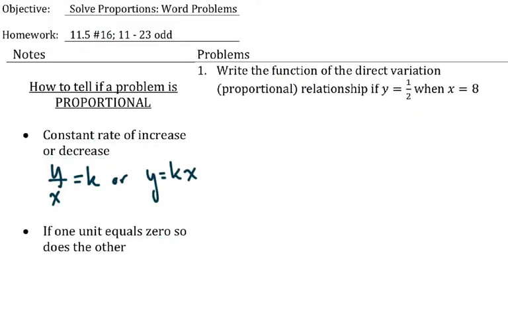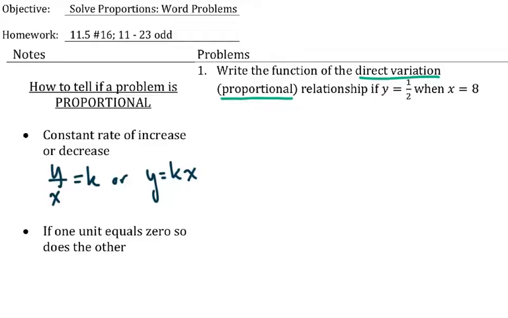These are all just different examples. So now we're looking at problem number 1 and using this knowledge. Write the function of the direct variation or proportional relationship. Your book will use the vocabulary direct variation, but the Minnesota State Standards use the word proportional. They are synonyms, they mean the same thing. If y equals 1/2 when x equals 8.